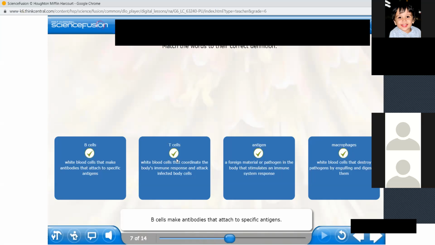Again, T cell is a type of white blood cell that coordinates the body. You must remember, they coordinate and attack the infected body cells. And B cells are a type of white blood cells that produce, or make, antibodies to attach to specific antigens.